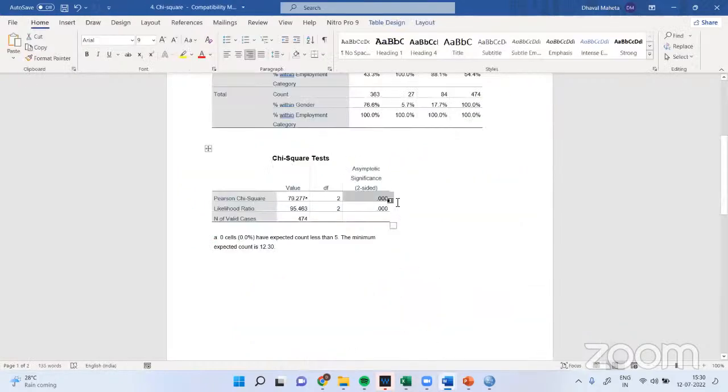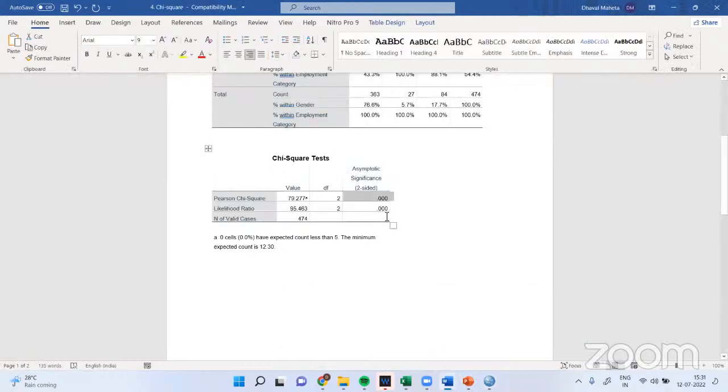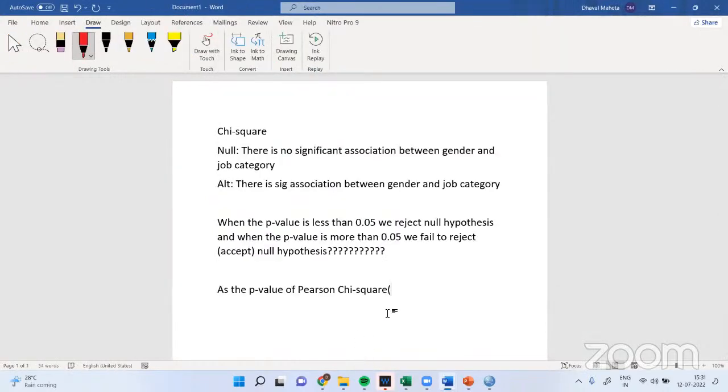Now, just see the p-value here. What will be your verdict? How will I write this here? The p-value is less than 0.05. There is no significant association. No. You will start as very technical. I am teaching you how to write a research paper. Very technical, sound knowledge, which you will carry for years together: as the p-value of Pearson chi-square. Okay, where is it? See here. This one, Pearson chi-square. So write down in the bracket the value 79.277. This value.